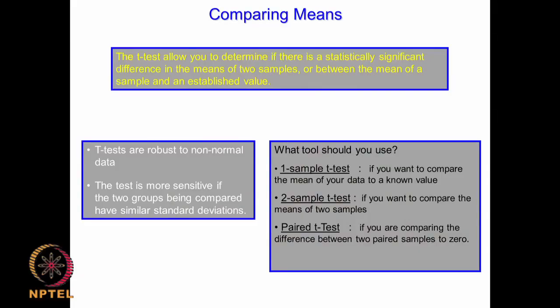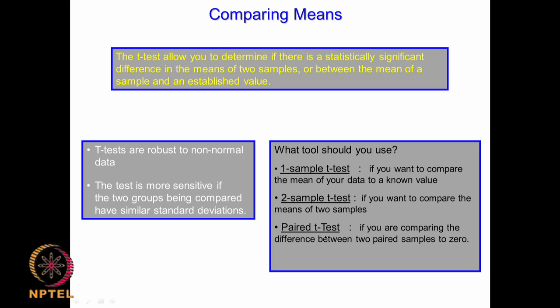Today we will continue on the t-test. Like I had mentioned, the t-test does a comparison of means. So if you have the mean of one sample and the mean of another sample, you want to know whether they come from the same population or from different populations. So basically, the t-test compares means.